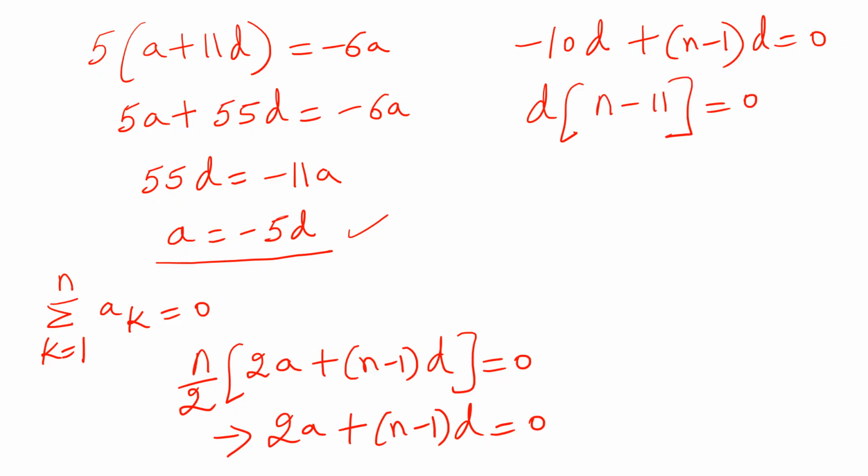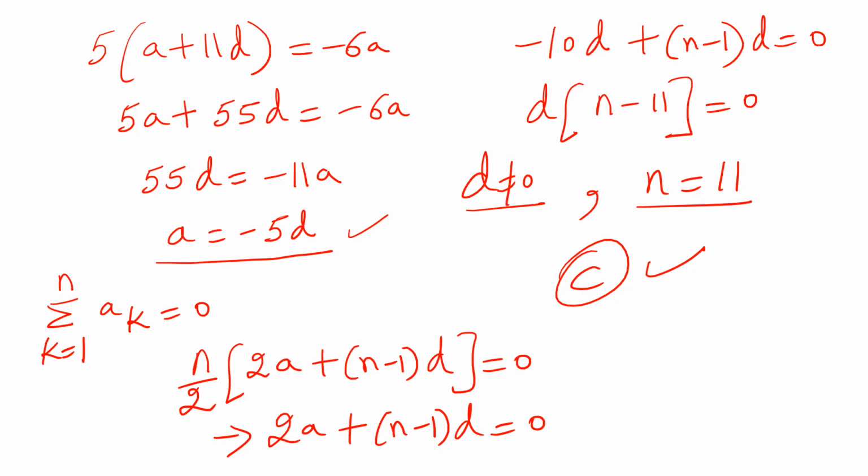Now students, obviously d cannot be equal to 0 because if d is 0, then a will also become 0. And in that case, the sum of first n terms of the AP will be 0 for every value of n. So the question will become meaningless in that situation, right? So hence, d is not equal to 0 and we get n equal to 11. So that means option C is the right one.